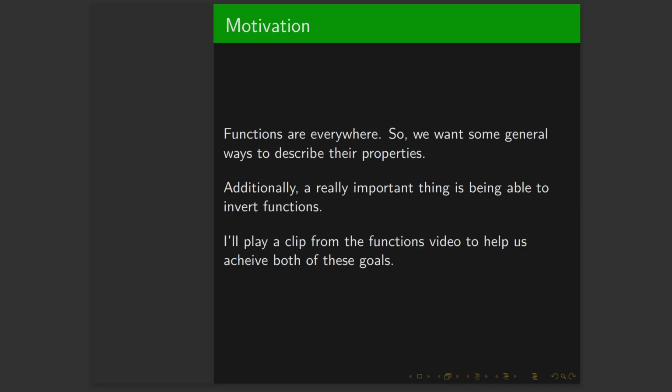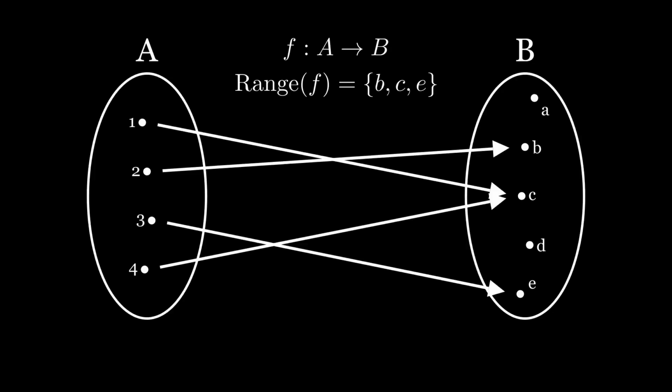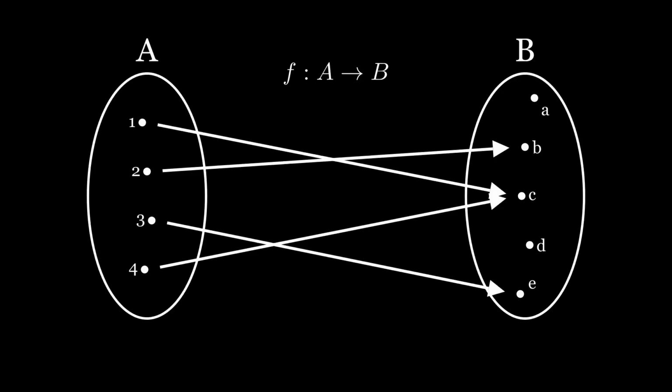So I'll play a clip from a previous video for you to understand the motivation of what we want here. So let's say we want a function from B to A, or in the reverse direction, that takes everything back to where it was. We call this the inverse function. What would happen if we try to do this? In this case, if we try to reverse it, C would go to 1 and to 4. That's not a function. That breaks our first rule.